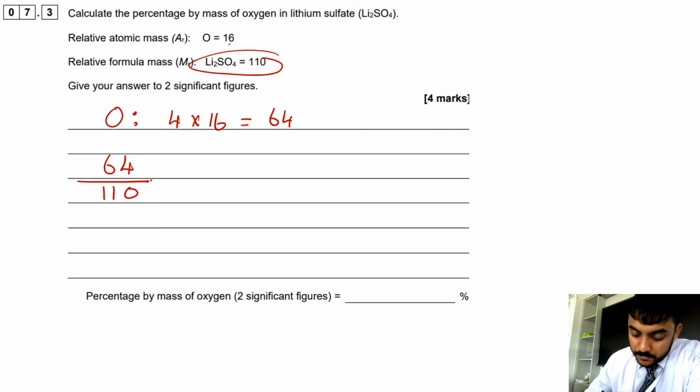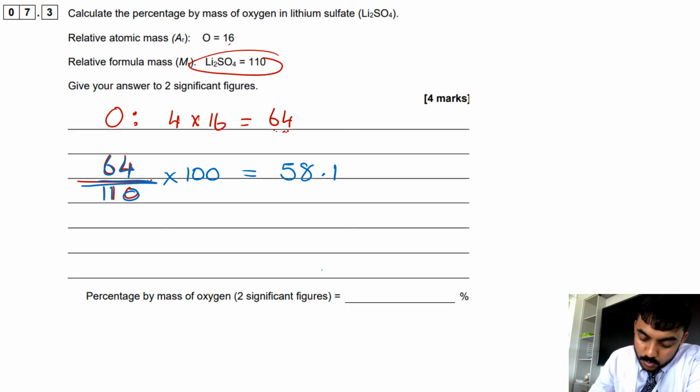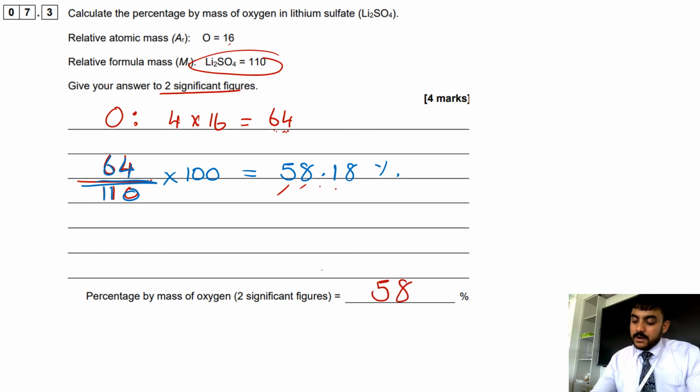To do percentages, you take whatever number you're finding and whatever number you're finding it out of. The 110 goes at the bottom, 64 goes at the top, then you times it by 100 because it's a percentage. When you put these into a calculator, 64 divided by 110 times by 100 happens to be 58.18%. The issue now is we need to give it to two significant figures. The first two significant figures are 5 and 8. Then we have to look at what's after. Because it's less than 5, we round down and we end up with 58% as our answer.